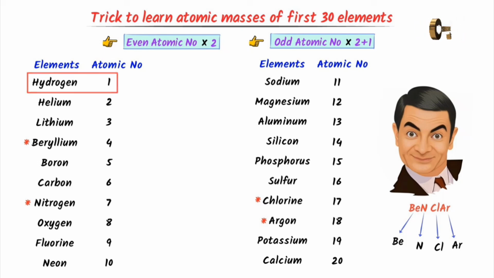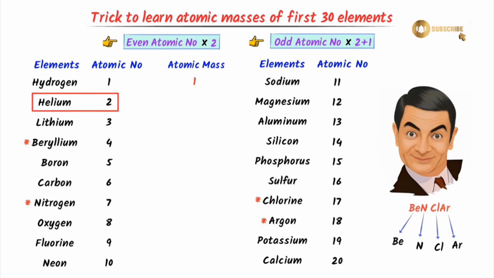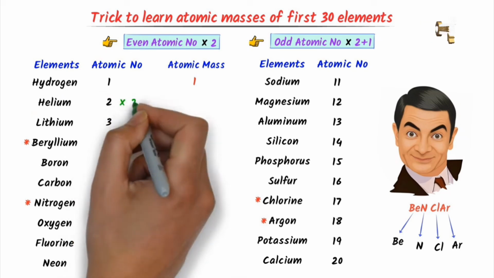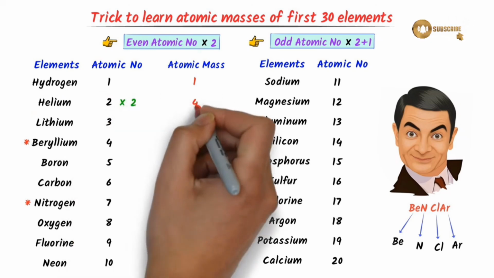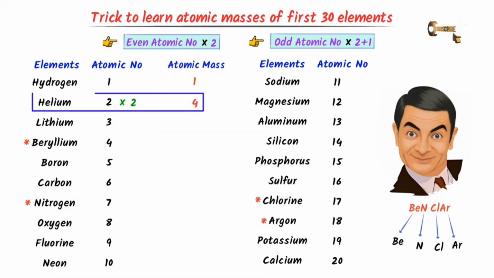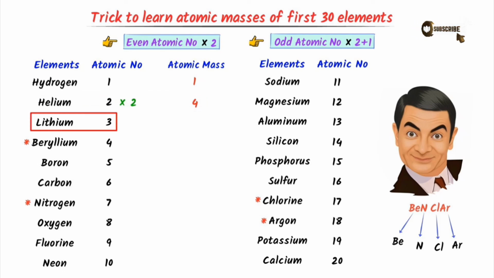Now the atomic number of hydrogen is 1 and its atomic mass is also 1. The atomic number of helium is 2. It is even number, so I multiply it by 2. I get 4. Hence the atomic mass of helium is 4. The atomic number of lithium is 3. It is odd number. I multiply it by 2 and I add 1 to it. I get 7. Hence the atomic mass of lithium is 7.